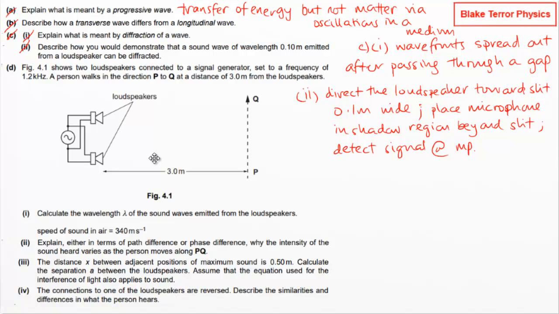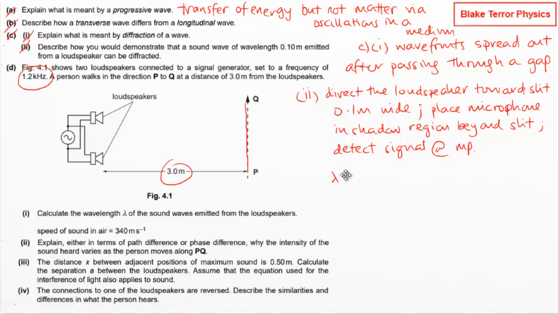So we've got 2 loudspeakers acting more or less as a double slit here, connected to a signal generator set to a frequency of 1.2 kilohertz. The person's walking along this path P to Q, 3 meters away from the loudspeakers. So we're going to be walking through a diffraction interference pattern. Calculate the wavelength of the sound waves emitted from the loudspeakers.